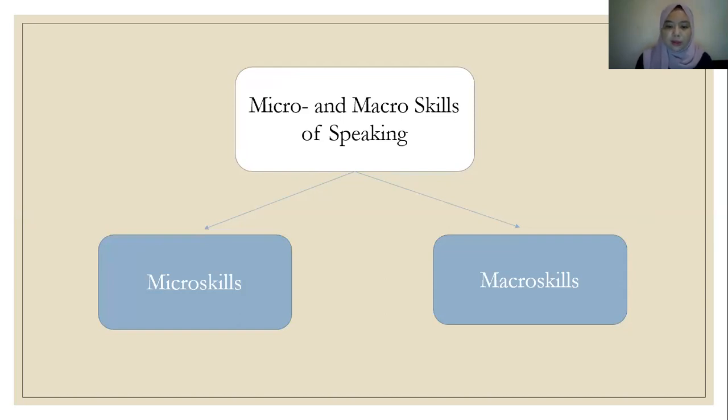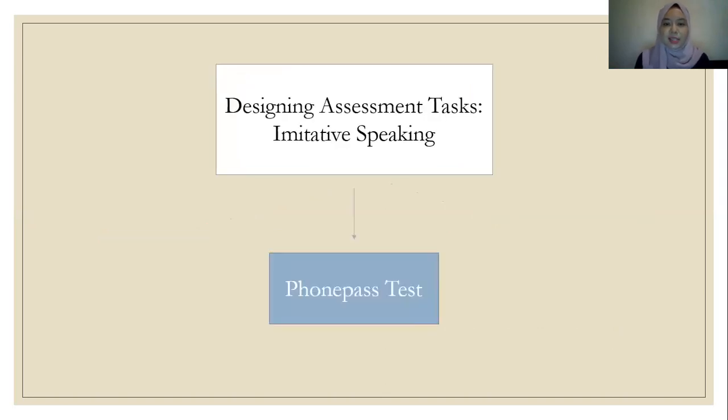And the macro skills of speaking imply that the speakers focus on the larger elements such as fluency, discourse, function, style, cohesion, nonverbal communication, and strategic options. And the next is designing assessment tasks in imitative speaking.